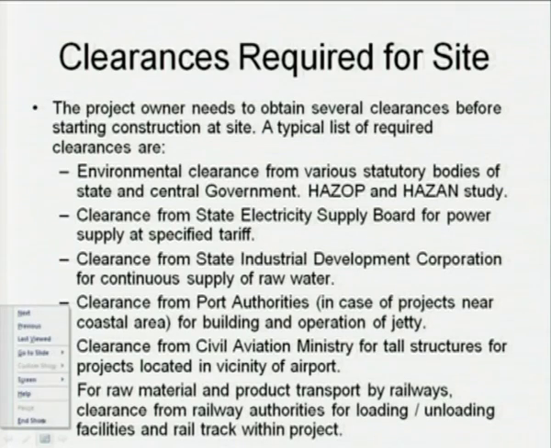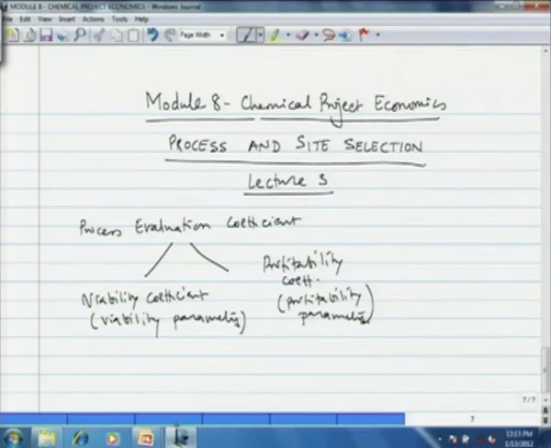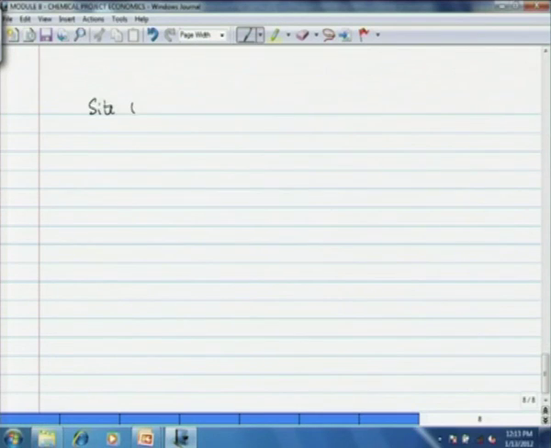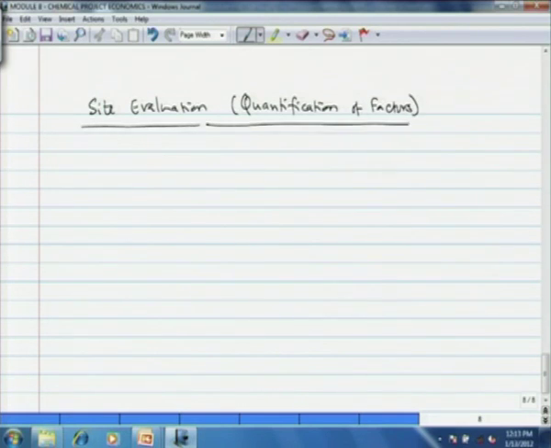Now, having done this, we have to somehow arrive at a quantitative site evaluation. How do we quantify the factors that are involved? We have three factors: prosperity factors, profitability factors and productivity factors. Now, the first one, the prosperity factors. Prosperity factors are all subjective, so there is no way we can quantify them. So, how do you estimate the prosperity factors?